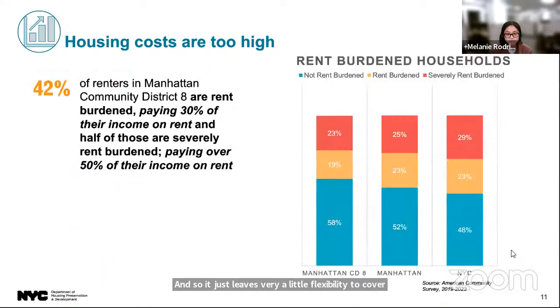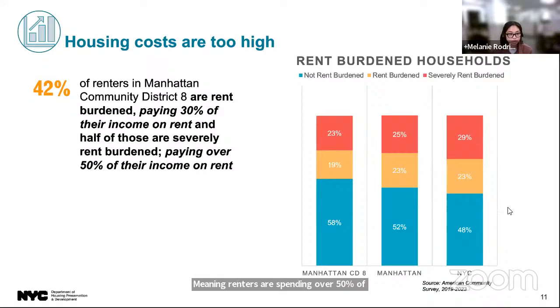So next slide. Building on to rent burden, about 42% of Community District 8 renters are rent burdened, meaning renters are paying at least 30% of their income on rent. And roughly half of those households are severely rent burdened, meaning renters are spending over 50% of their income on rent.